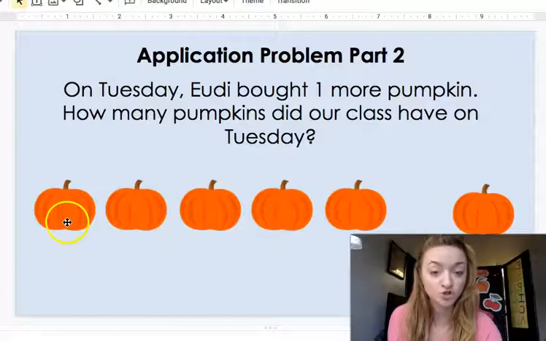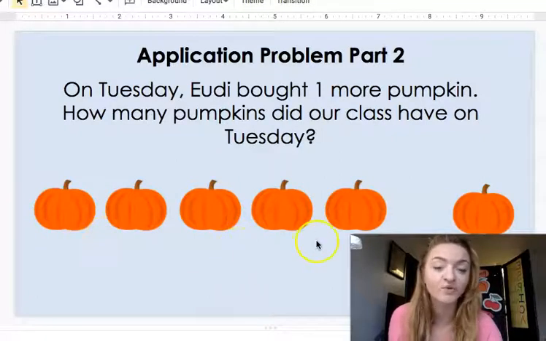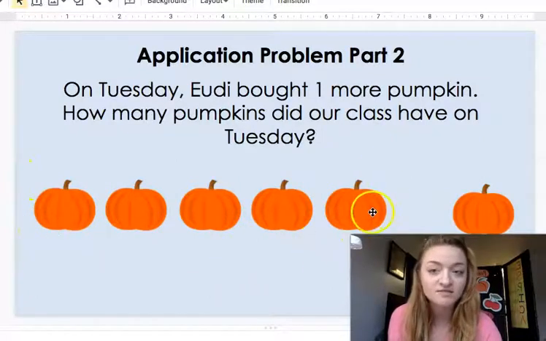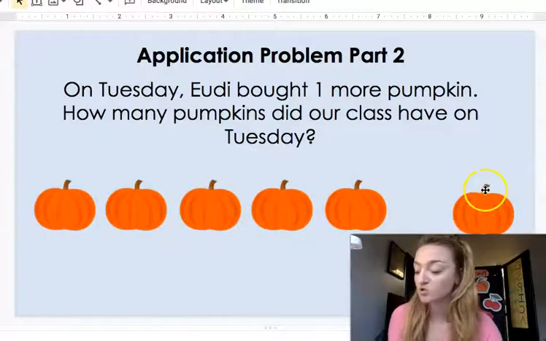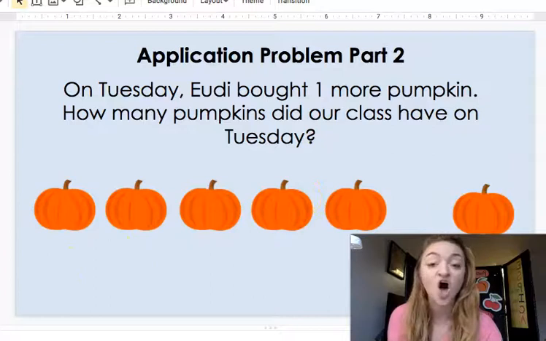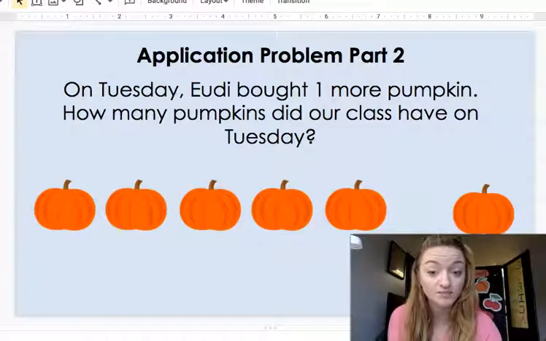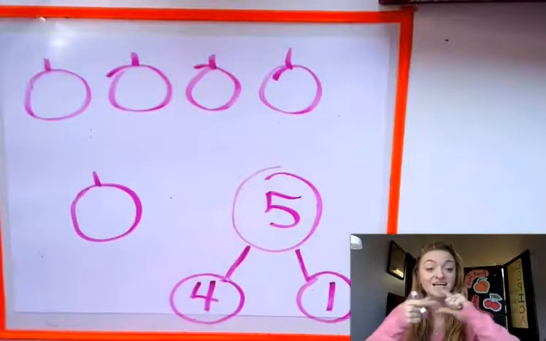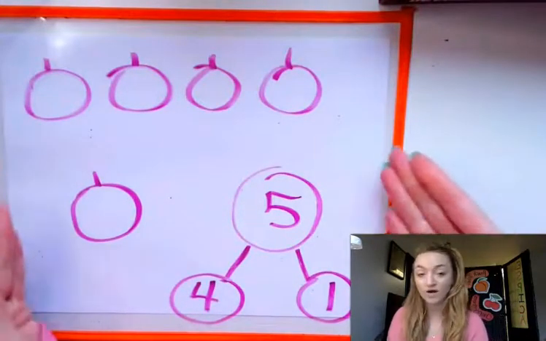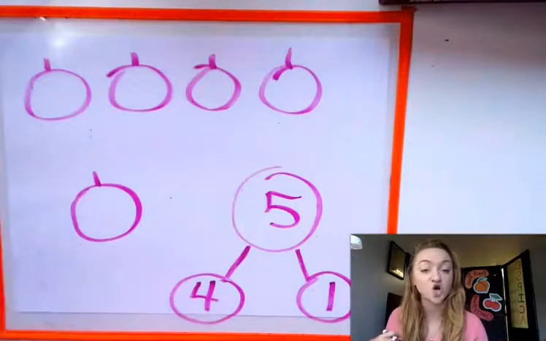So here you can see that I've showed you 5 pumpkins. That's our pumpkins from Monday, and there's 1 more. So let's see if I can show this on my whiteboard. Since our application problem is in 3 parts today and they're all connected, I've left my whiteboard the way it is because I know that I can just keep going with what I've already done.